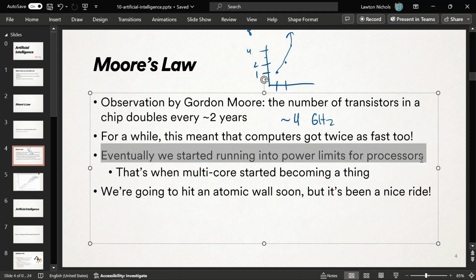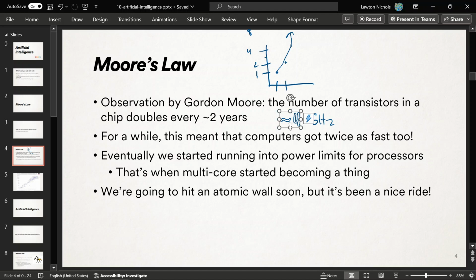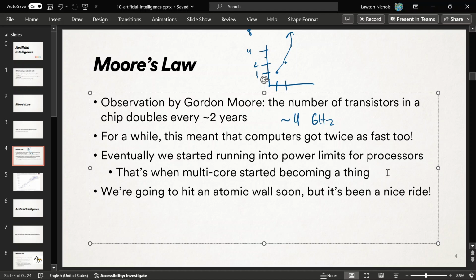is that eventually there were power issues. We started running into power limits for our processors. If you made an 8 gigahertz processor, you would need to cool that thing with liquid nitrogen because it would be so ridiculously hot. So that's just impossible, impractical for consumer grade stuff.